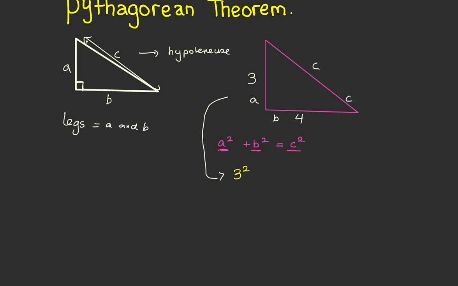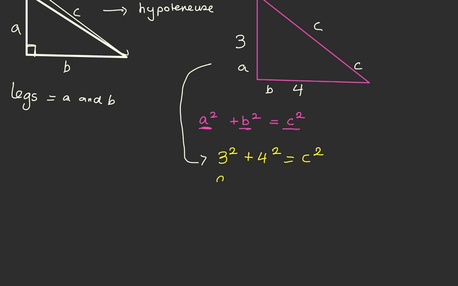So we have 3 squared plus 4 squared is equal to c squared. That says 9 plus 16 is equal to c squared. So 9 plus 16 is 25. So c squared would equal 25.